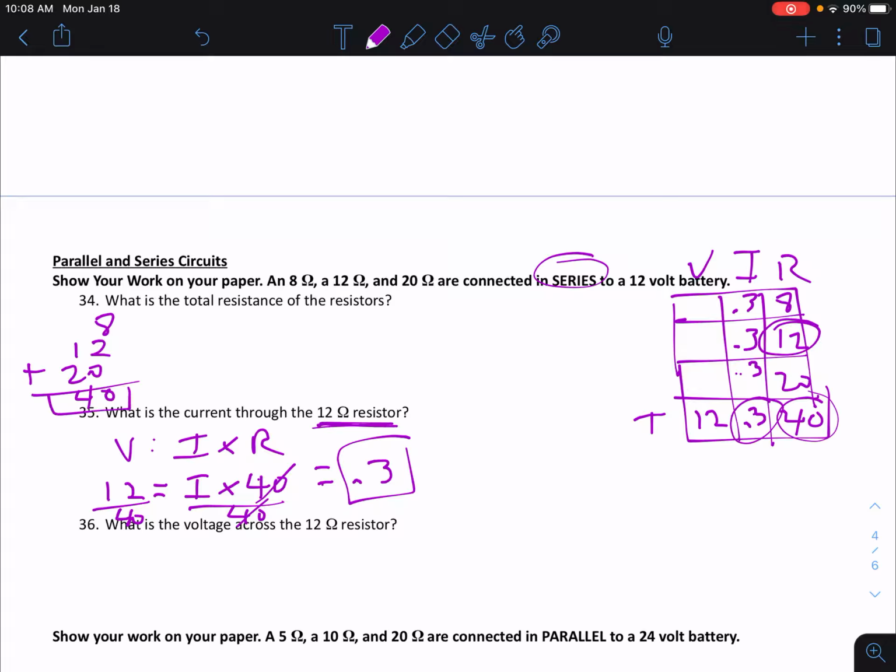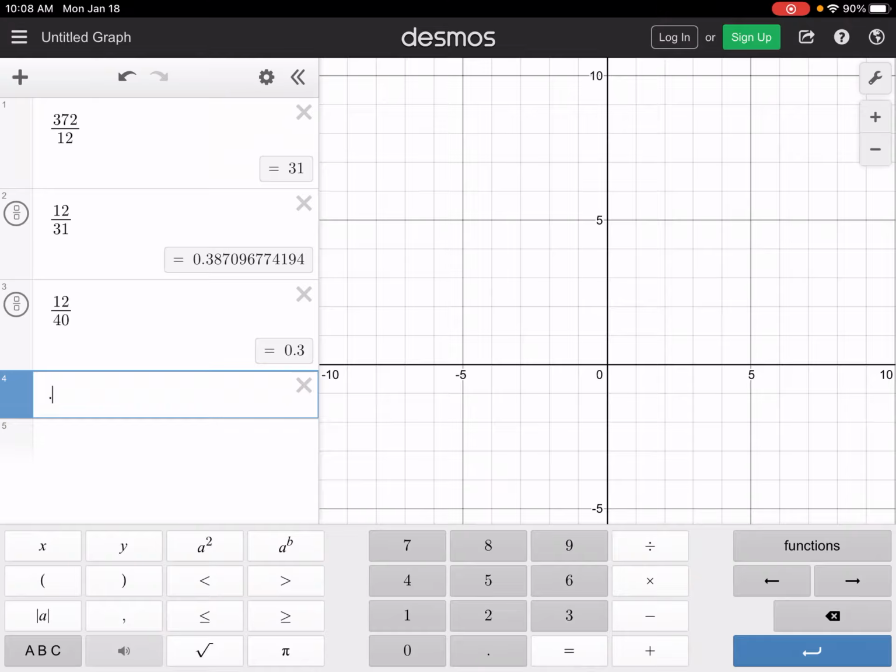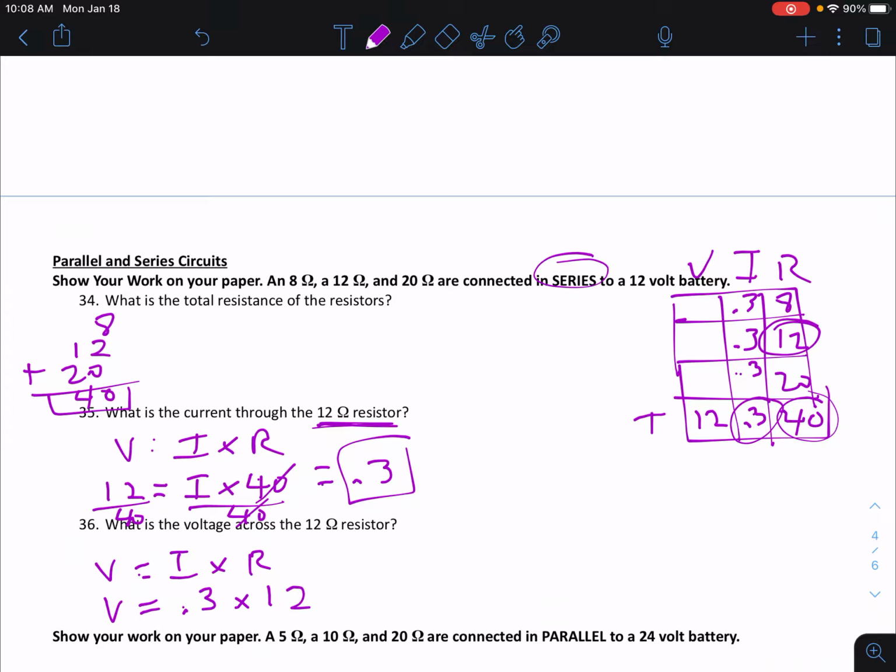Answer up here was 40. What is the voltage across the 12 ohm resistor? Well, we can use again our Ohm's law. Voltage equals current times resistance, and voltage equals 0.3 times the resistance at that spot, which is 12. 0.3 multiplied by 12 gives us 3.6 volts.